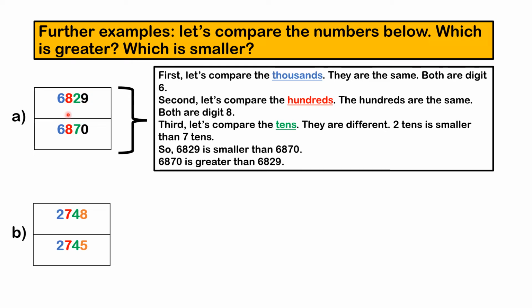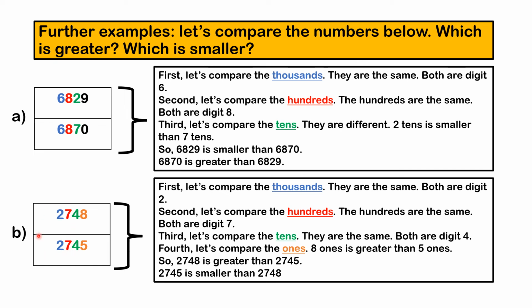So let's have a look at the tens. You can see that they are different. We have here 2 tens. As for here, we have 7 tens. 2 tens is smaller than 7 tens. So 6,829 is smaller than 6,870, or 6,870 is greater than 6,829. Now let's have a look at example B, where we have these two numbers to compare.